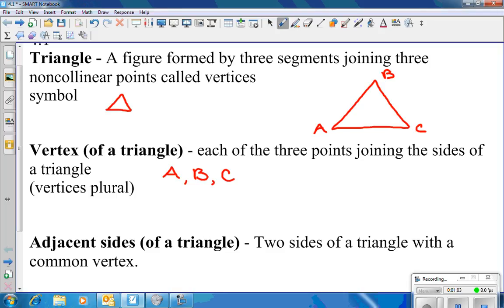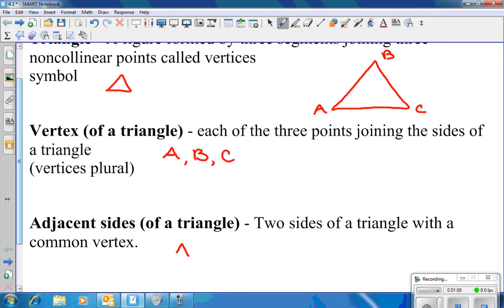And remember, adjacent means right next to, so adjacent sides. Side AB is adjacent to BC, right? And AB is adjacent also to AC. They have a common vertex. Either they share the point A or they share the point B.